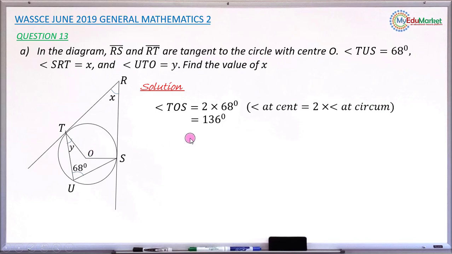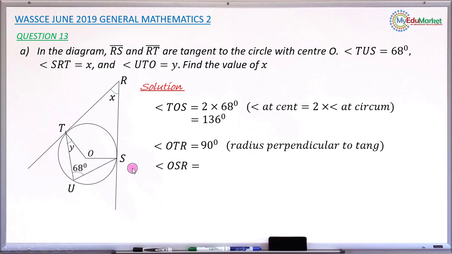So I continue. My aim is to get the size of this angle X. RT is a tangent, RS is also a tangent, and from O to T is a radius. From O to S is another radius, which means angle OTR, this angle, is now going to be 90 degrees. My reason is radius is perpendicular to tangent. This is another theorem, so this angle is 90 because radius is always perpendicular to tangent.